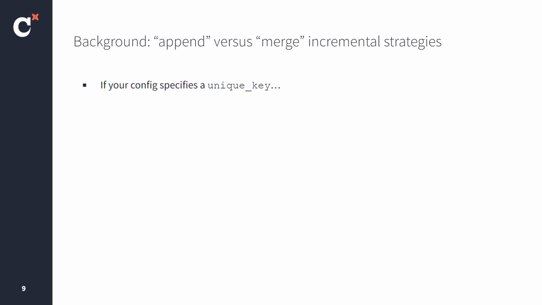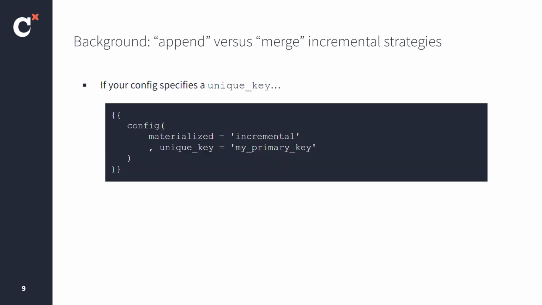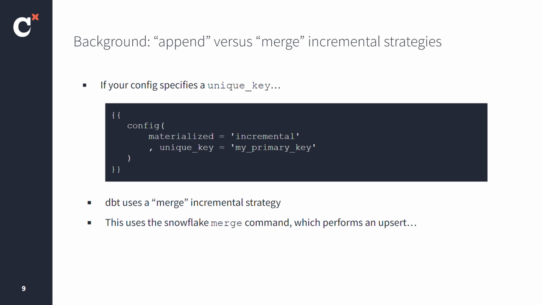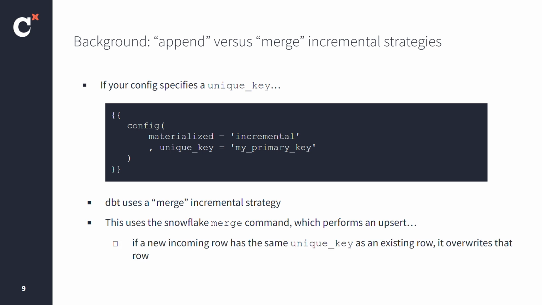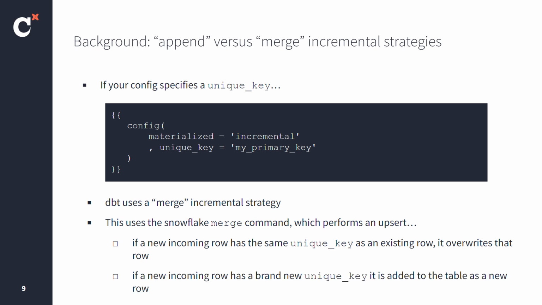On the other hand, if you specify a unique key, so you say unique key, my primary key, whatever it is, even without you saying a specific incremental strategy, DBT will automatically interpret that as you want to use a merge incremental strategy, and it calls a Snowflake merge command, which will then perform an upsert. So basically, if the new incoming row has the same unique key as an existing row, it's going to overwrite it. And if the new incoming row has a novel unique key we've never seen before, it's going to then insert that or append that to the bottom of the table.